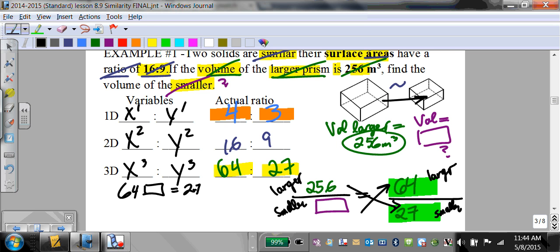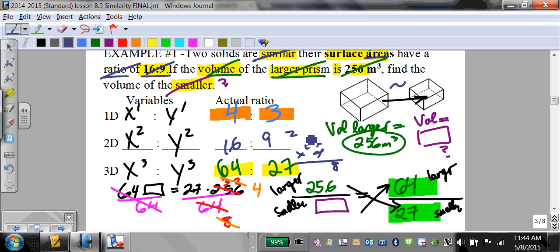By proportions, you're able to get the 3, 1, 2. Well, it just used the brain. Guys got them? Bingo.